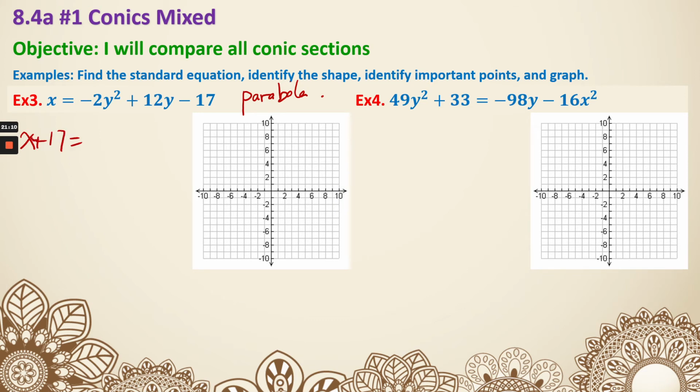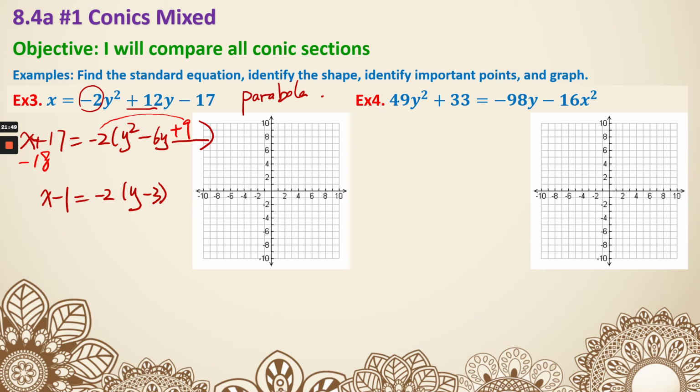On the right side, I can factor out my negative 2. Then we have y squared, not plus, minus, because I have factored out the negative 2. That would also change the sign for the plus 12. It's going to become a minus 6y. Then we need a blank. The blank that we need to put in is a 9. And since we have put in a 9, we need to balance it on the left side as negative 2 times 9. So we need to subtract 18 on the left side. That leaves us with x minus 1 equals negative 2 times y minus 3 squared.